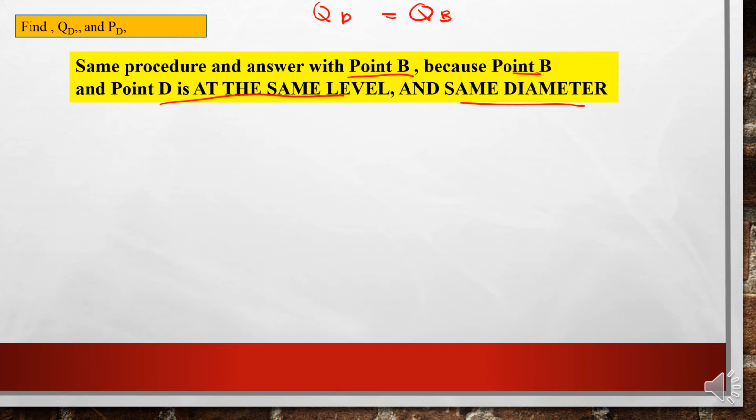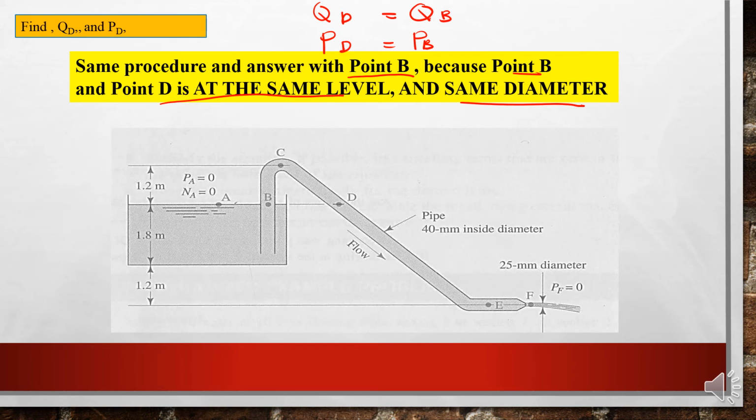And the same with PD, which will be equal to PB. So have a look again at the location. Point B is at the same level as point D. Therefore, PB will be equal to PD. And of course, the Q will be the same throughout the system because it uses the concept of the continuity equation.